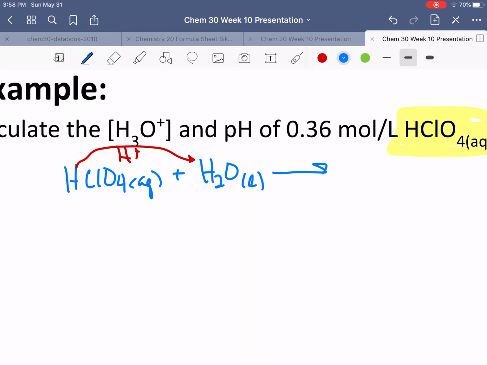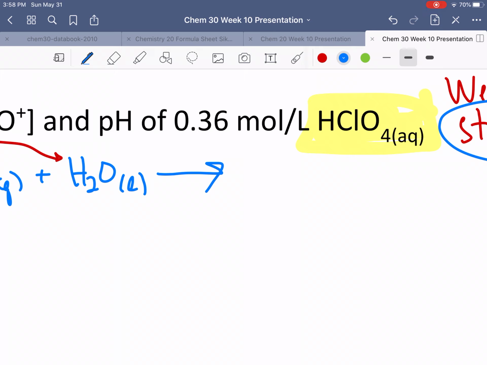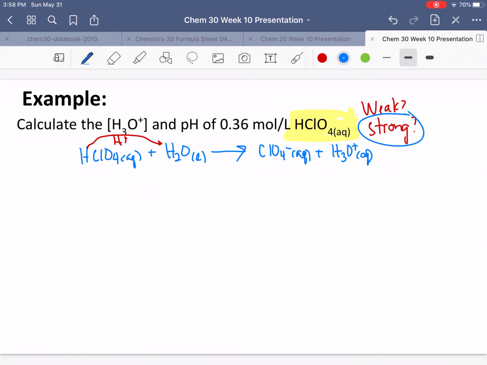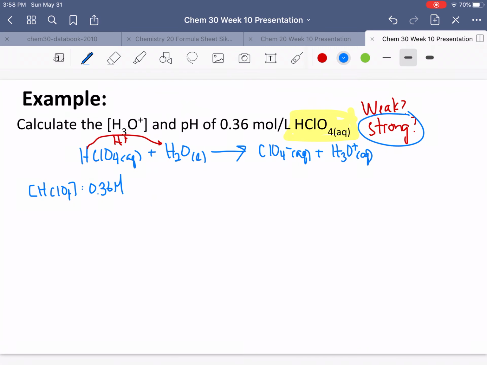And because this thing is strong, it is quantitative, so strong acid. We're going to end up with our ClO4 negative, which is the anion, the A, plus hydronium, H3O plus aqueous. There you have it, quantitative ionization. Now, we've been given the original concentration of the perchloric acid, the HClO4, and that's equal to 0.36 moles per liter. This is quantitative, right?